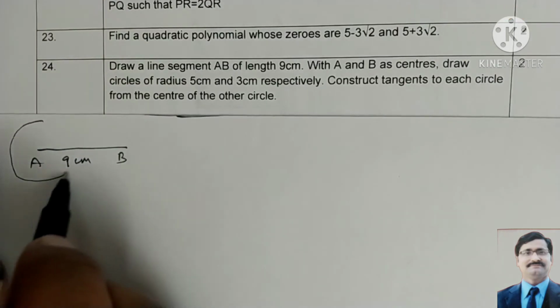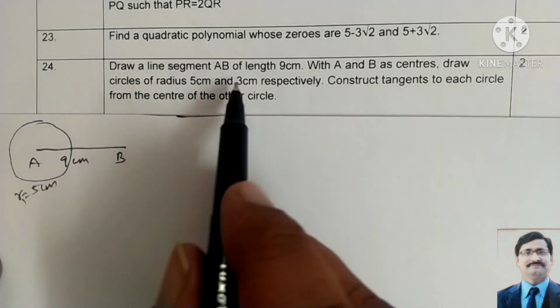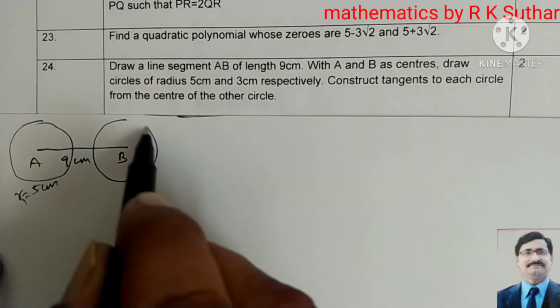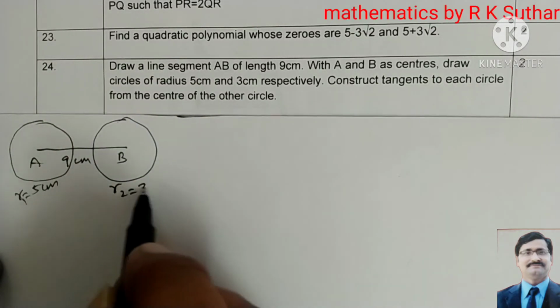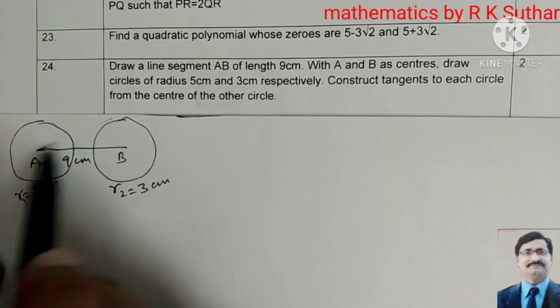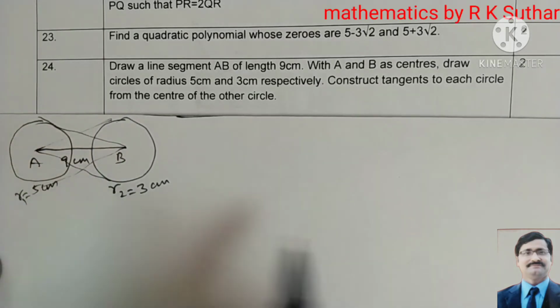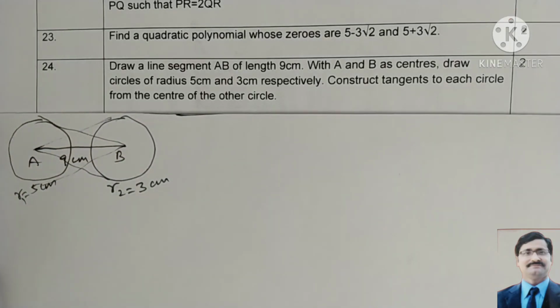We will draw a circle of 5 cm. Okay, and radius of first circle is 5 cm. Second is 3 cm. This radius is 3 cm, and from each center, look here, we draw two tangents. So this type of diagram we will get here. This type of tangents we will draw. Look here, we will draw the fair diagram.